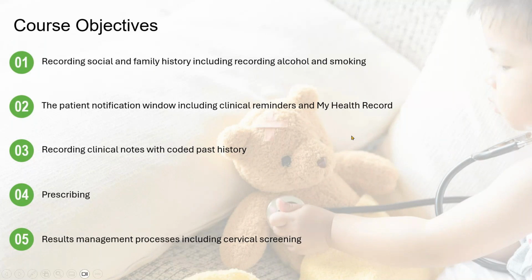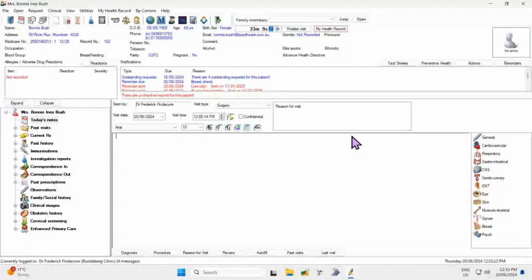I'm just going to close out of my PowerPoint here. Alrighty, now you should be able to see my computer screen here. I've got a patient file open and I've got a big purple mouse. All right, let's start with recording family and social history.